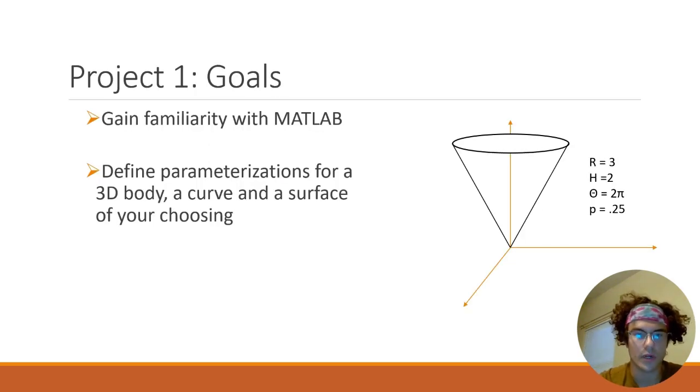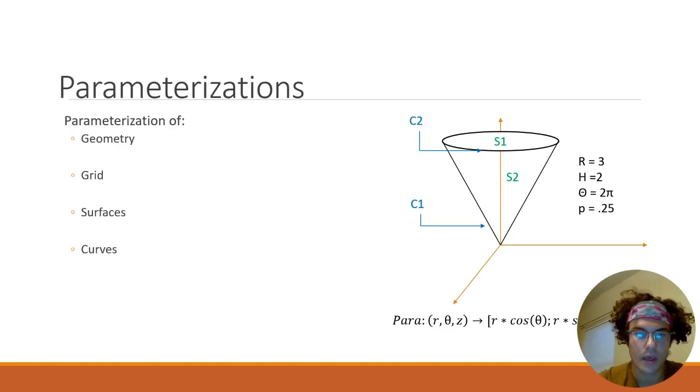So the goals of Project 1 were to gain familiarity with MATLAB by defining the parameterizations for a 3D body, a curve, and a surface of your choosing. The object that I chose to model in MATLAB was a cone with radius 3, height of 2, covering an angle theta of 2 pi, and the surface portion will be 25%, or a quarter.